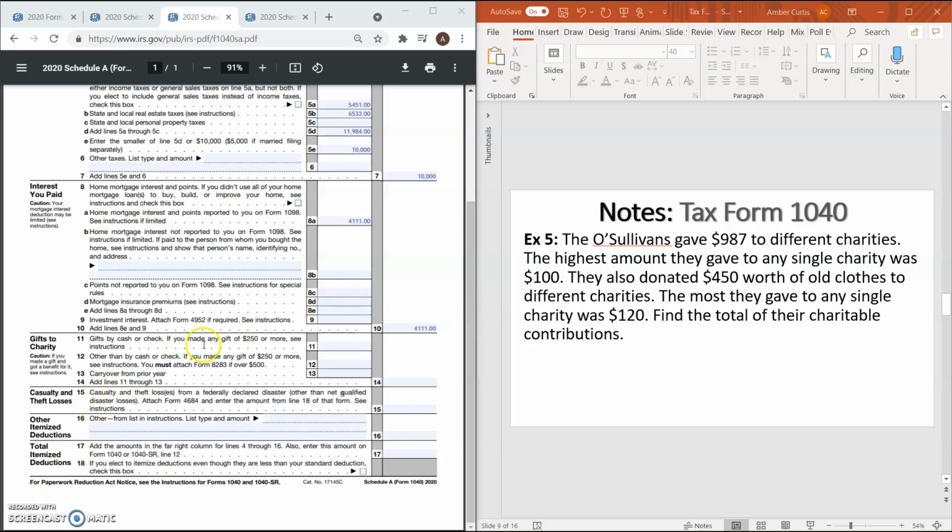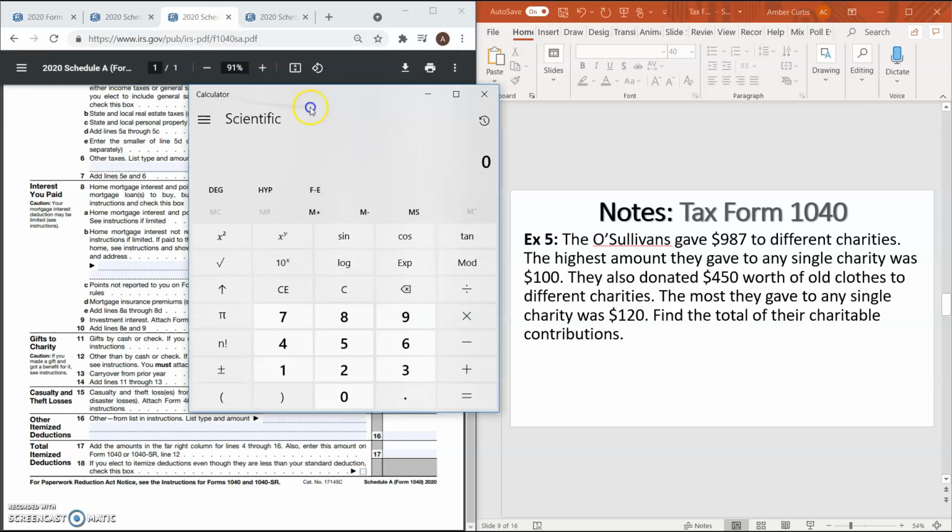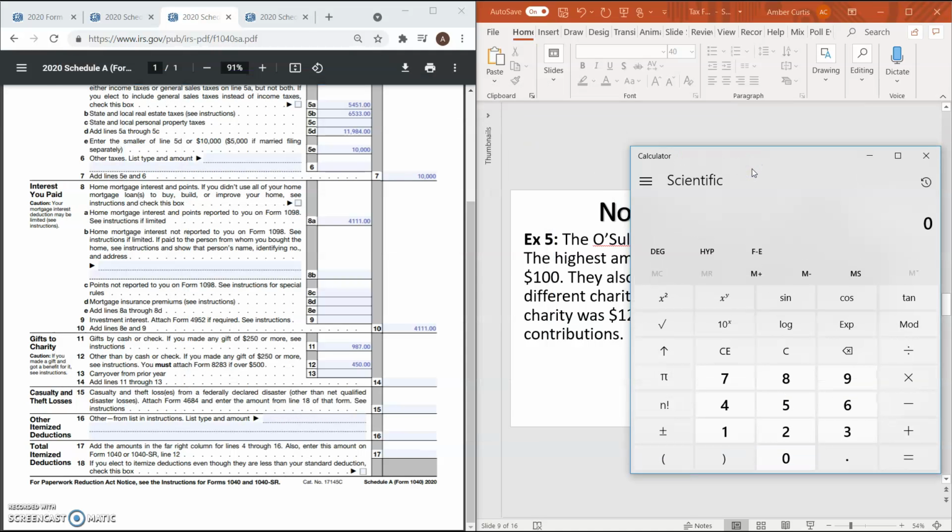All right, so since none of the amounts were over $250, we're going to put that total right here, 987. And then number 12, other than cash or check, the clothing that they gave was a total of $450. So we're going to put that on line 12. And there was no carryover from the previous year. So we're going to simply combine lines 11 and 12 to get a total for 14.